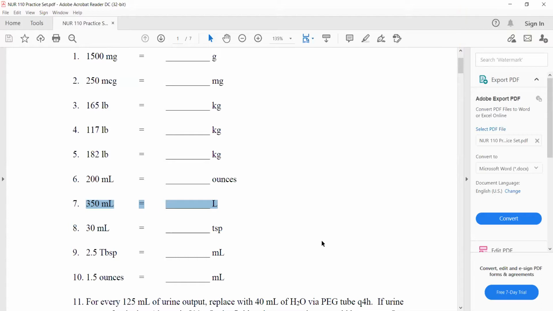No. Good, right? Because they're both within the metric system, right? Milliliters, milliliters, and then liters. Okay, so we don't round those.